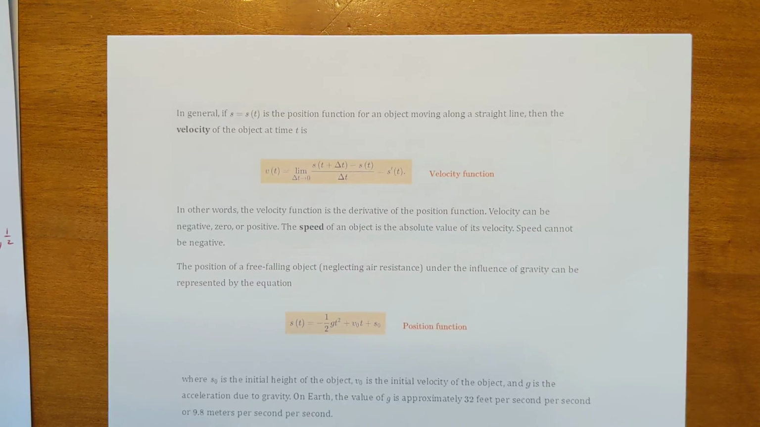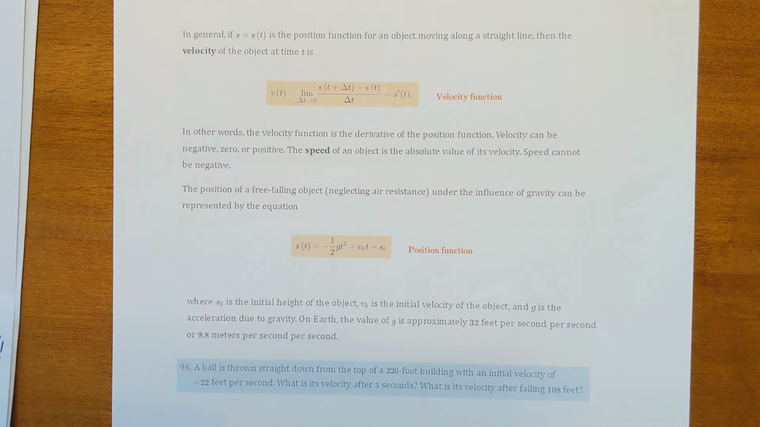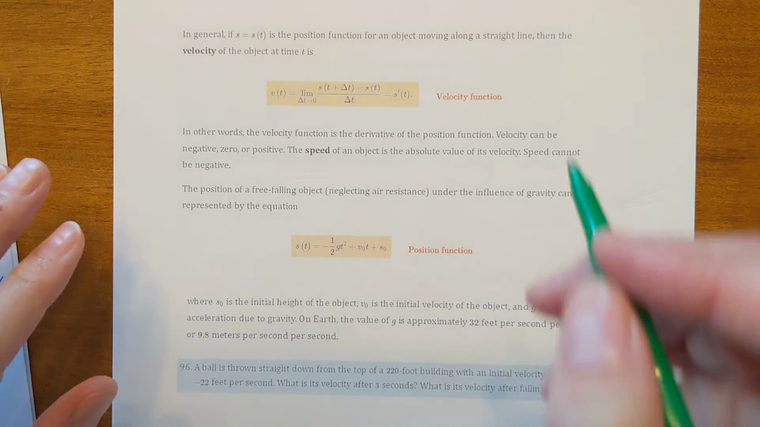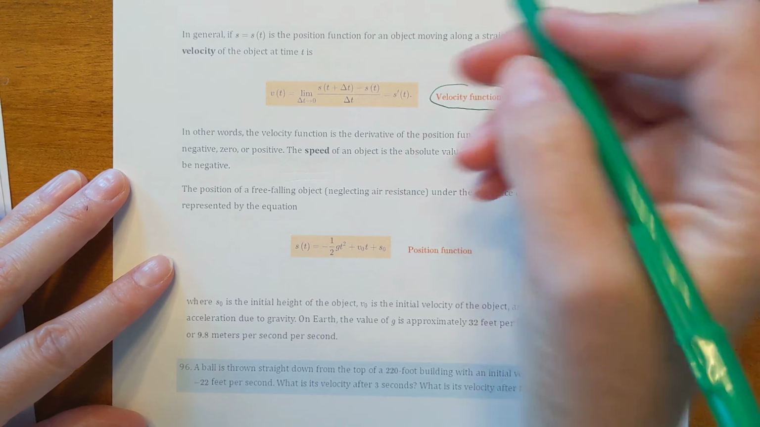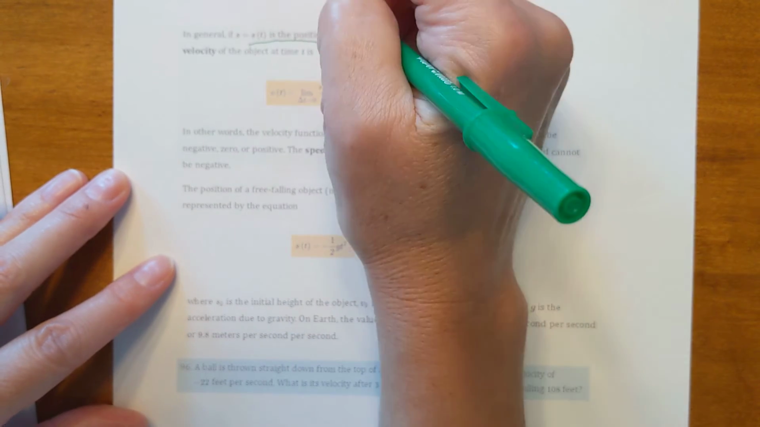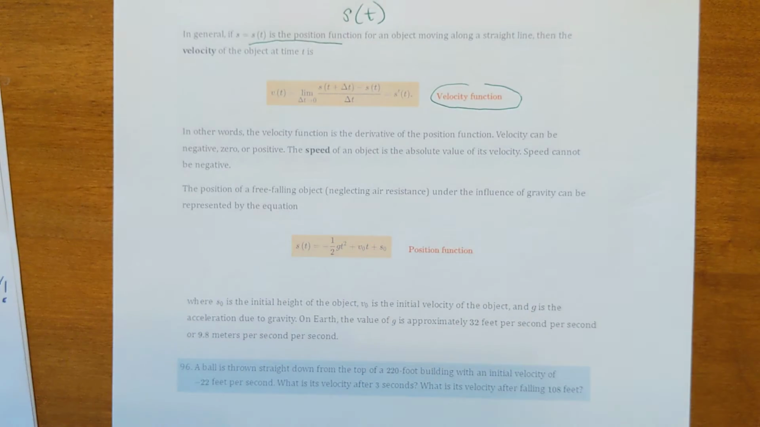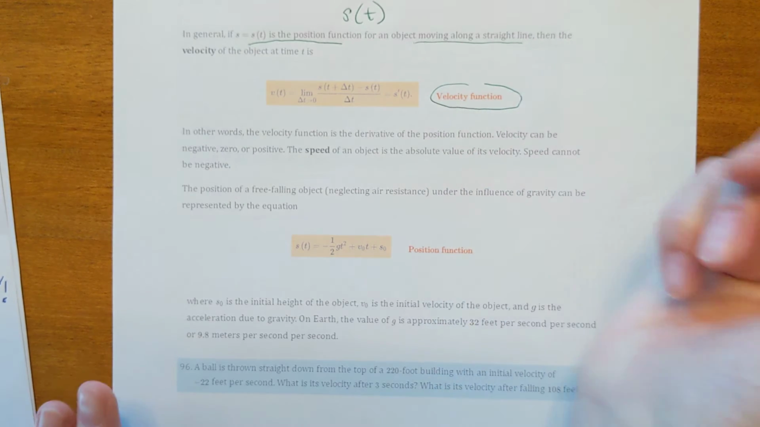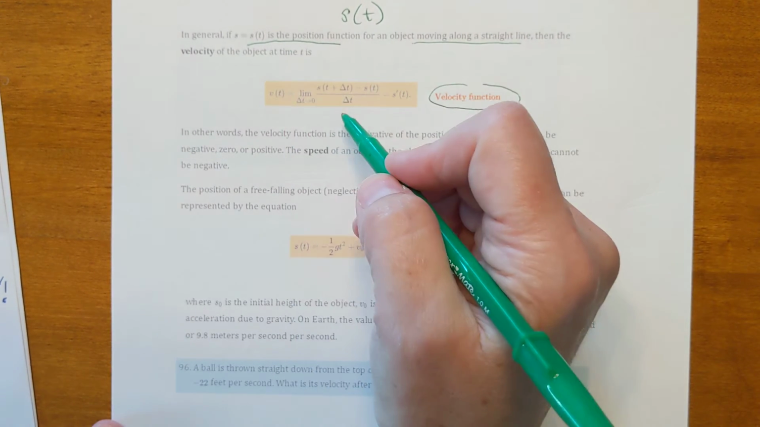Next up, we're going to talk about velocity. So on the next page here on velocity, it's the velocity function. The velocity function you get from the position function, s of t. So it's an s, not a 5. So s of t is the position function for an object moving along a straight line, and then the velocity is when you take the derivative of the position function.